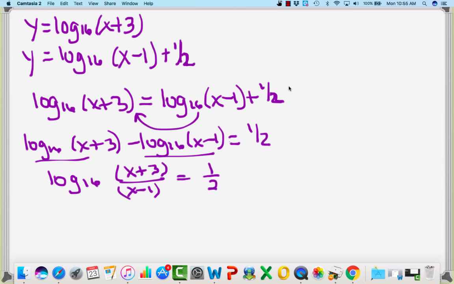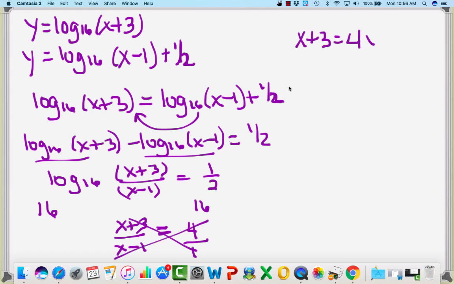But I need to get rid of the logarithm, so I'm going to go 16 to the power on both sides and get x plus 3 over x minus 1. And 16 to the 1/2, remember, something to the 1/2 power is a square root, so that would be 4. So now what I'm going to do is put this over 1 and let's just cross multiply and get x plus 3 equals 4x minus 4. And then I can solve that. So if I subtract an x and add a 4, I'm going to get 7 equals 3x. So x would be 7/3.